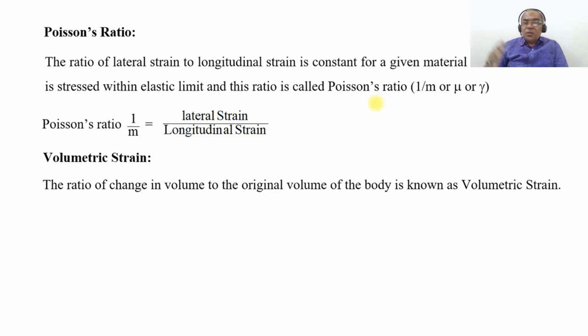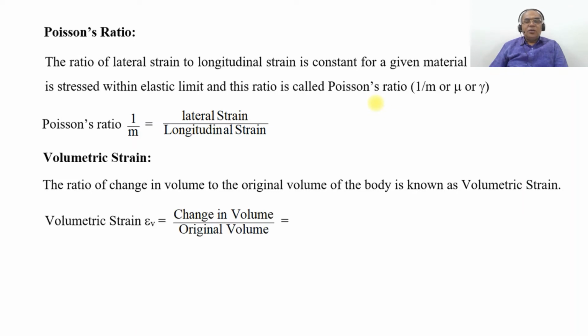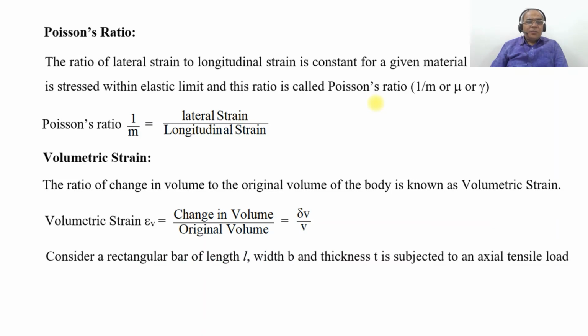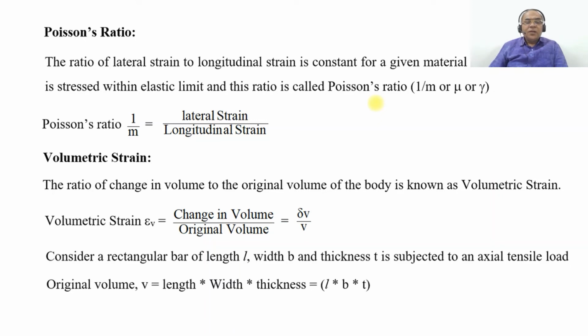Now we are coming into the total volume. So the volumetric strain epsilon V will be equal to the change in volume by the original volume, which is delta V by V. Suppose you are considering a rectangular bar of length L, width B and thickness T, which is subjected to an axial tensile load. What is going to be the original volume? The original volume is nothing but length into width into thickness. So L into B into T.